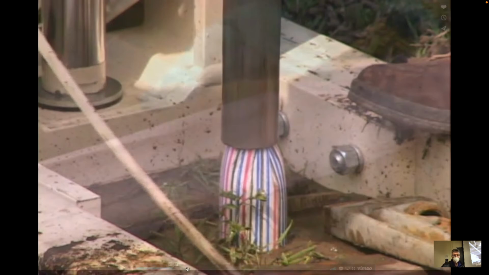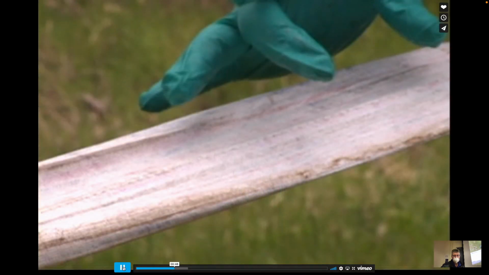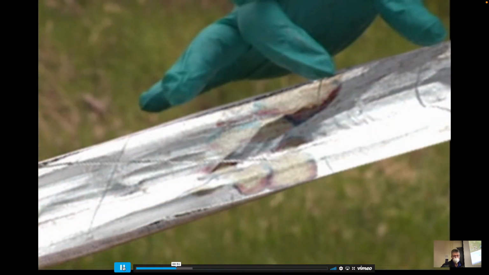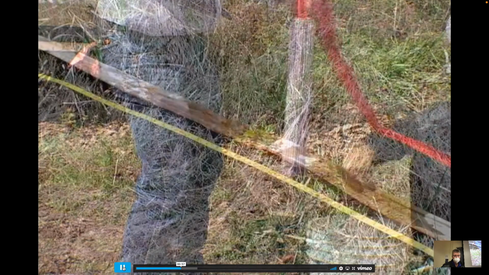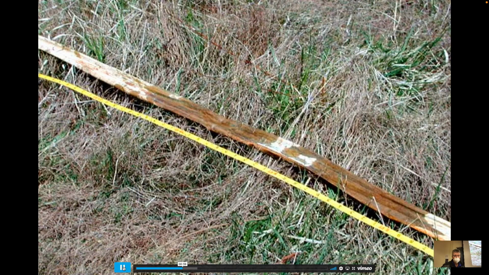And then around that, it also has this fabric, so where free product is present, it will make a stain on the color reactive liner. When the liner is inverted out of the hole and laid out on the ground, you will be able to map the exact location and depth of the contamination with a tape measure.